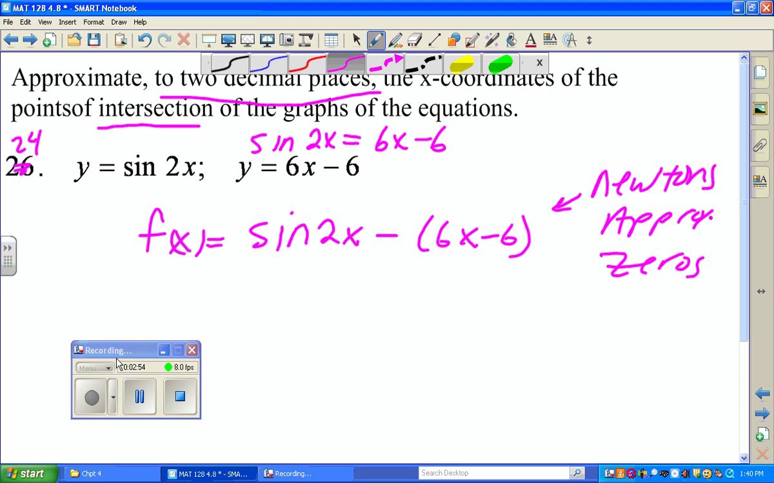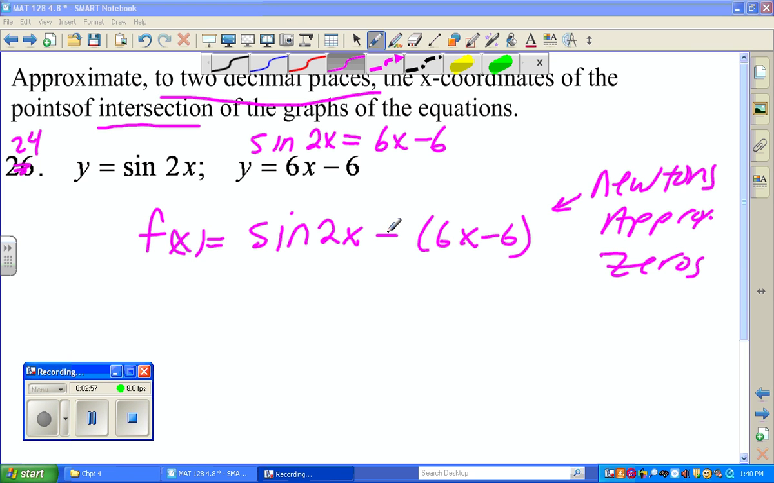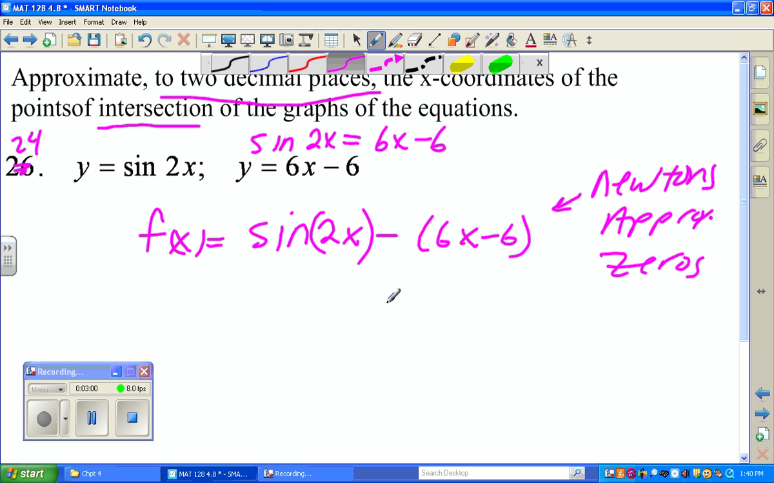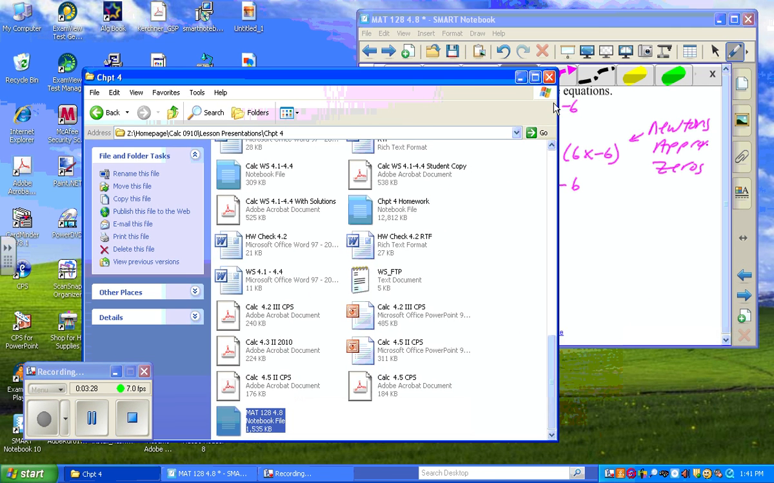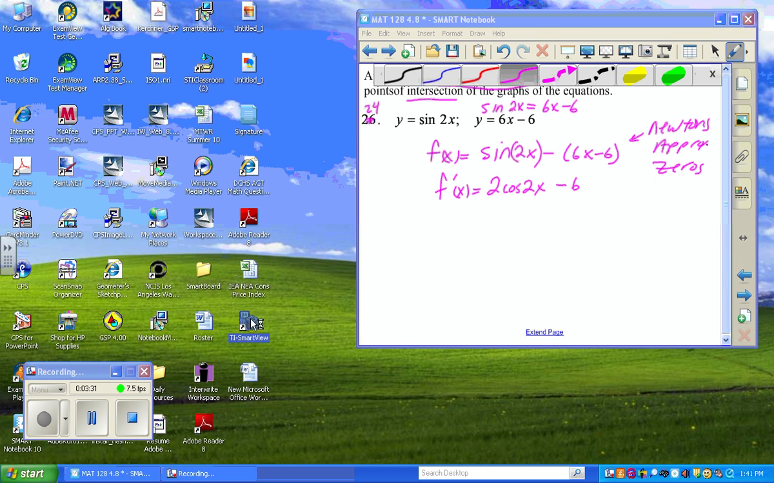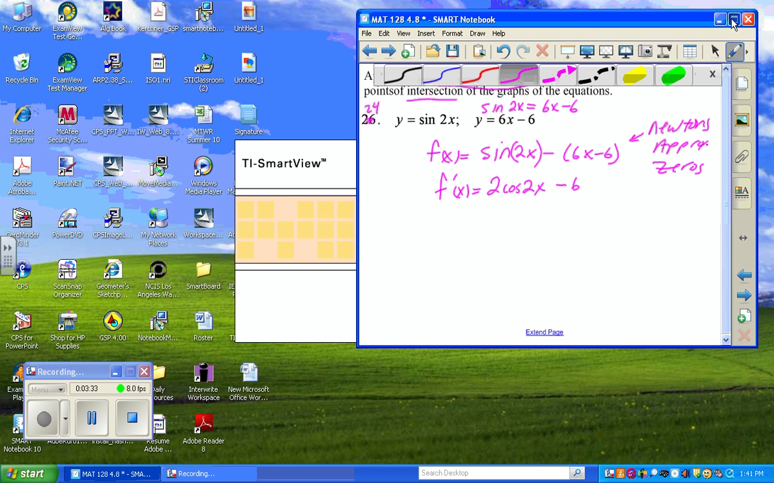You have to come up with an approximation, and you also have to come up with a derivative, and the chain rule some people are still struggling with. What would be the derivative of sine of 2x? Mark. Very good. 2 cosine of 2x would be the derivative, and then you subtract 6, because for negative 6x, the derivative is negative 6. So there's my function, and there's my derivative. Now, I would not put both of these in right away. I'd put the first one in, see where it goes through, and then use that as my guess.